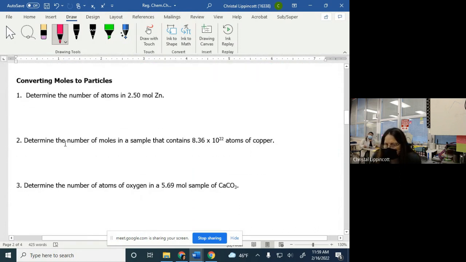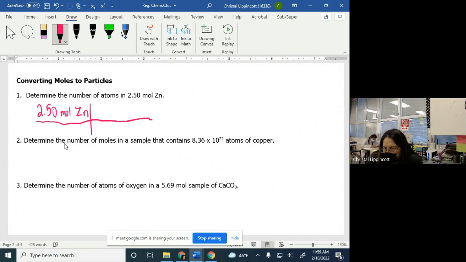So that's our answer to that one. Now we're going to do this guy. We're determining the number of atoms in 2.50 moles of zinc. So I want to get rid of moles. I want to go into atoms. So moles are going to go on the bottom and atoms are going to go here. So in 1 mole, I have 6.02 times 10 to the 23rd atoms.